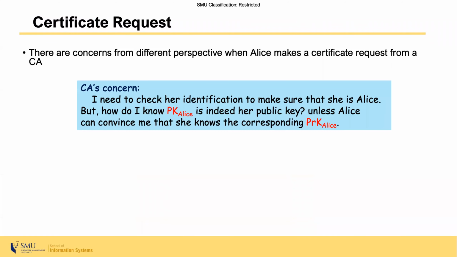From the side of the CA, its concern is that it needs to check Alice's identity information to make sure that she really is Alice. And also, it needs to check whether Alice does really own the public key that she is claiming. So one way to check is to ask Alice to prove that she knows the corresponding private key, because Alice should be the only one who has the private key which corresponds to the claimed public key.